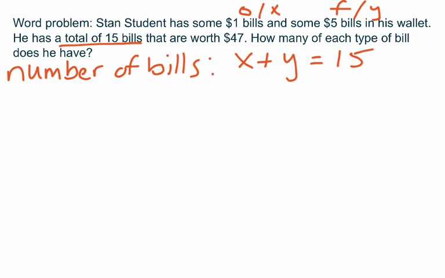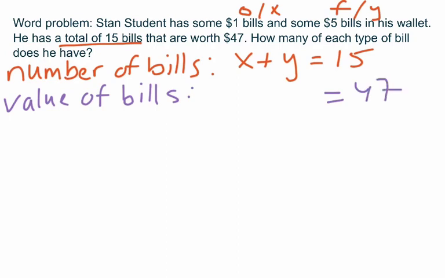The other piece of information, because I said there's always two pieces of information that we're given, the other piece of information is the value of the bills. And we know that the value of the bills is $47. So those are the two pieces, and I'll underline that in the purple so you can see that. So now I have to figure out how do I express the value of the bills in terms of X and Y? Well, if I have X $1 bills and they're each worth $1, then I would do 1 times X. And then I have so many $5 bills, and those are each worth $5, so I would do 5Y.